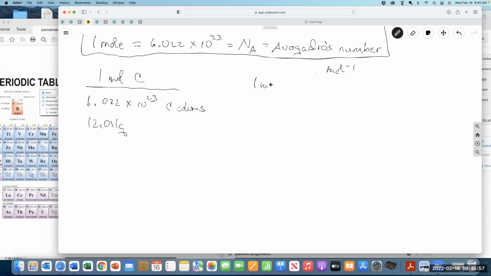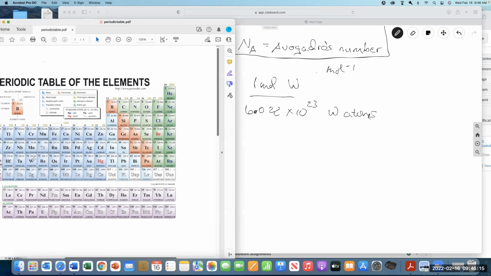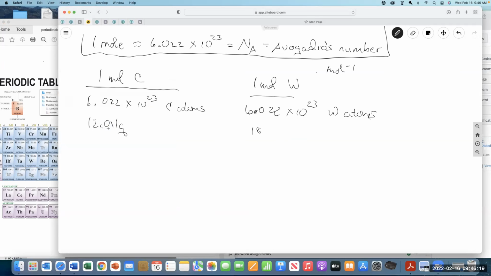Similarly, let's pick another element, 1 mole of tungsten is 6.022 times 10 to the 23rd tungsten atoms. And if we look up tungsten on the periodic table, it's 183.84. And I'm getting that right off of the periodic table, all right?